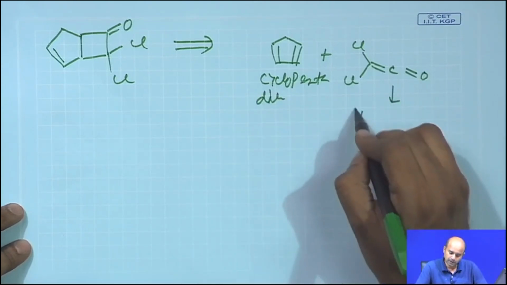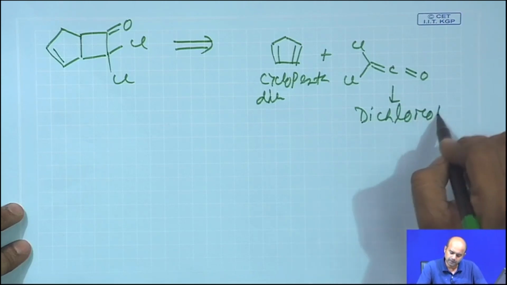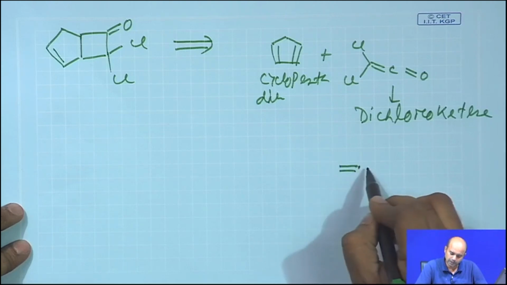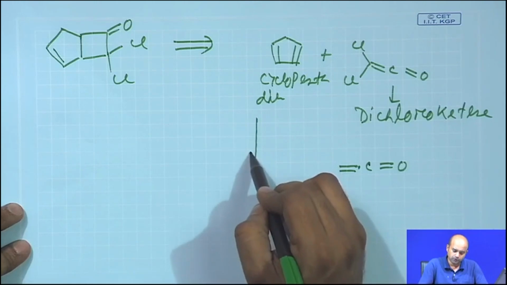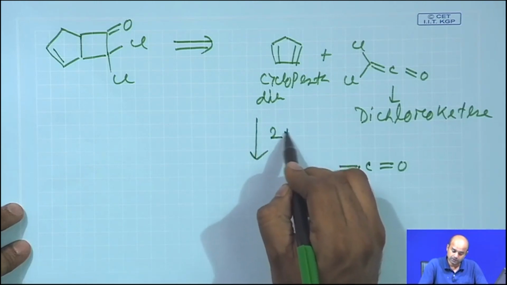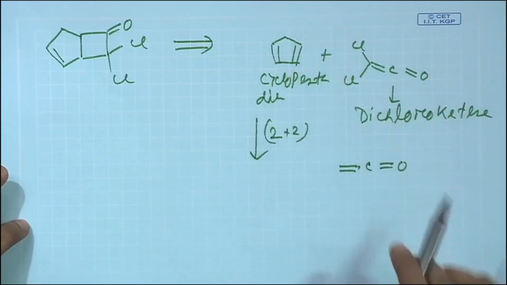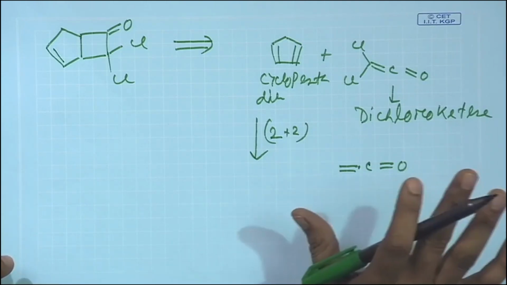This compound is dichloroketene. Ketenes are specific compounds having this kind of functional group. This is named as ketene. Now, ketene can undergo 2+2 cycloaddition under thermal condition. By simple chemical logic, we know that 2+2 reaction can occur under light, but ketene has a specific molecular orbital alignment which allows it to undergo 2+2 cycloaddition. Just keep this information in your memory.